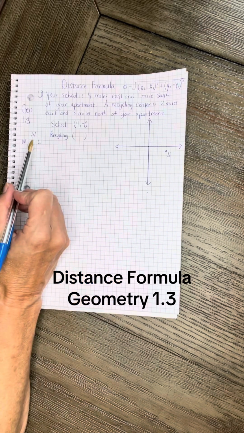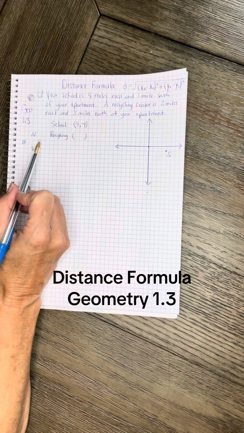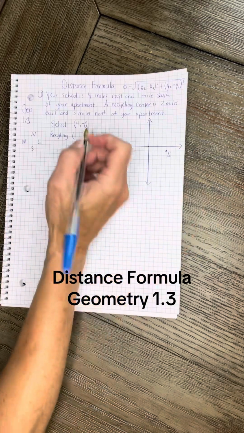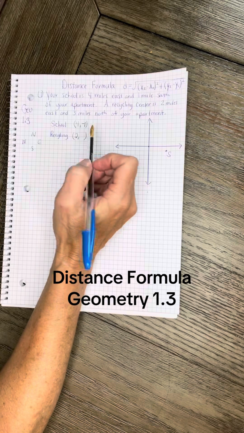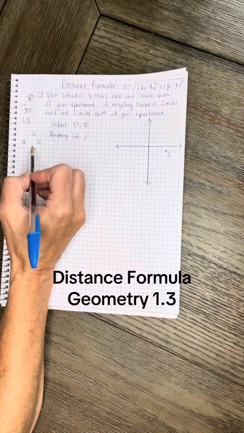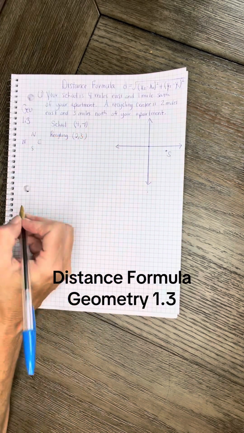My recycling center is 2 miles east. Well, from the compass, east is still the positive going this direction. So that is 2 miles east, that's a +2, and 3 miles north. So to go north, that'd be going up. So that would be 2, 3.